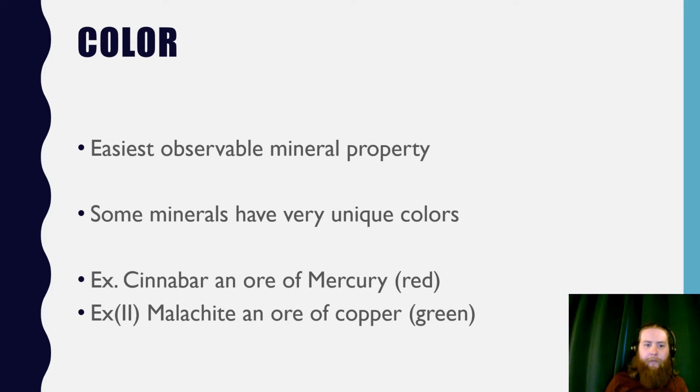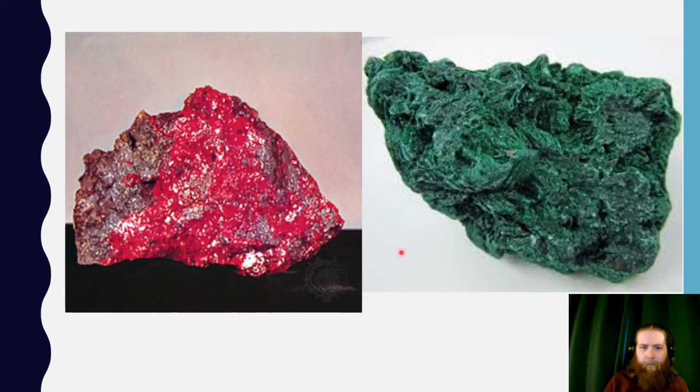So our first physical characteristic is color. It is the easiest observable mineral property. Some of them have very unique colors, like cinnabar, which is an ore of mercury, is very red, and malachite, which is an ore of copper, is very green. On the left here is some nice cinnabar. It's very red, and malachite, on the other hand, over here is very green.